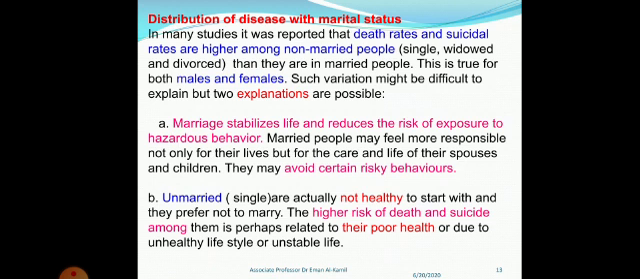And unmarried or single people are actually not healthy to start with, and they prefer not to marry. They didn't marry because they had disease before marriage, so they prefer to be unmarried rather than have a marriage. So the higher risk of death and suicide among them is perhaps related to their poor health or due to unhealthy lifestyle or unstable life.